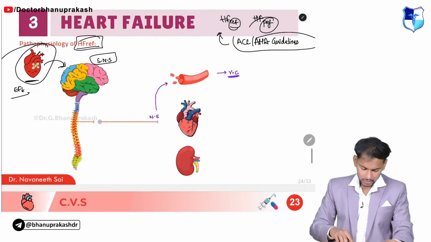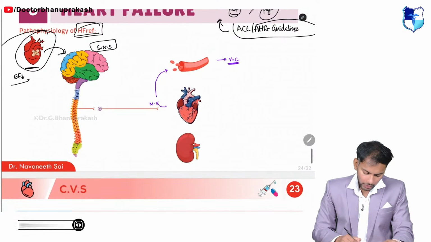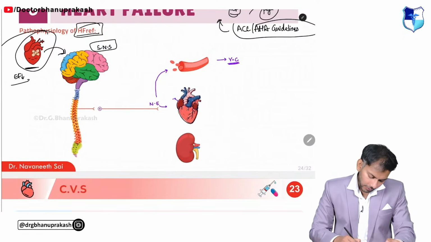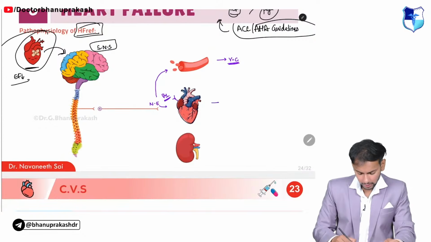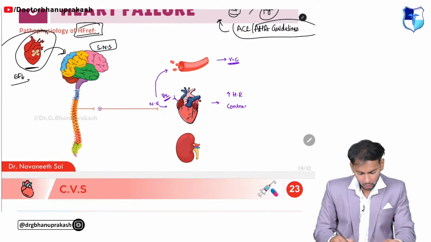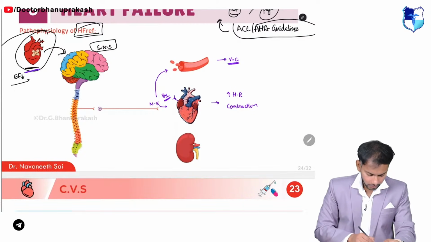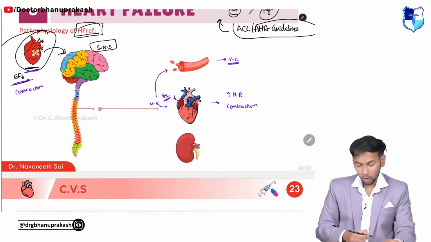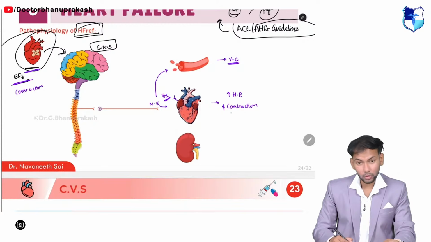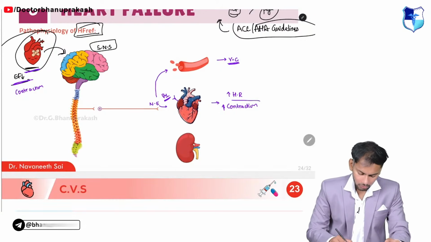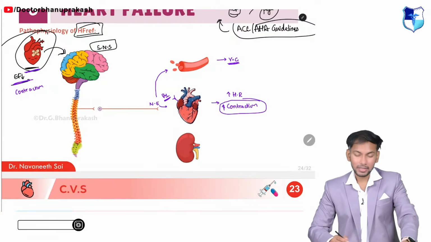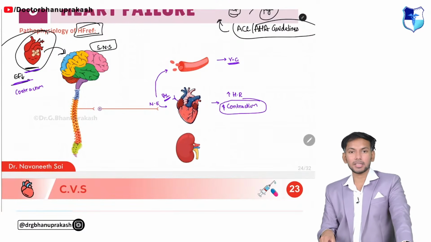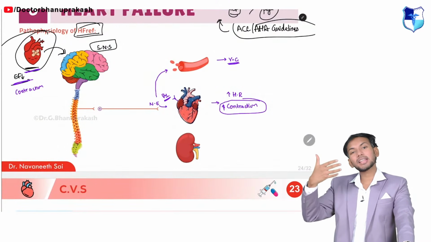If it is acting on the alpha receptor on the blood vessel, it will cause vasoconstriction. Now, if this norepinephrine is acting on the beta 1 receptor of the heart, it will increase the heart rate and increase the contraction. See, our contraction is decreased. EF decreased means contraction is decreased. That is why our body is trying to compensate by increasing the contraction. Good thing. But what has happened? There is vasoconstriction and increased heart rate as well. This will further worsen the heart failure.